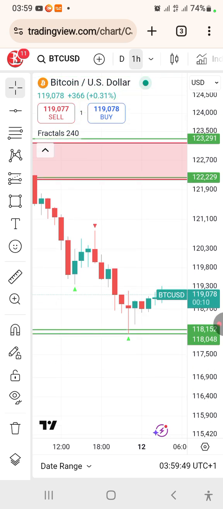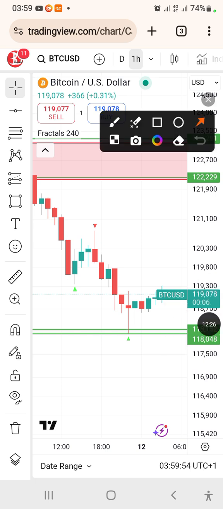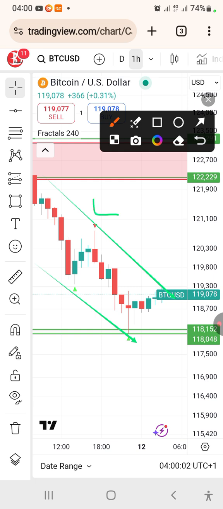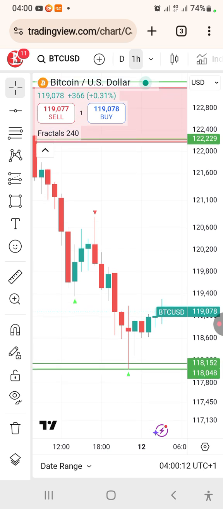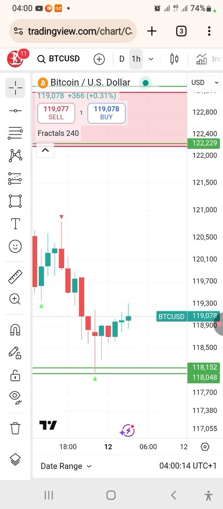Now on the 1 hour, you can see a downtrend. So this is a downtrend. It's giving us lower highs and lower lows. Lower high and then lower low. So that's what it's giving us. So until it's broken to the upside, we'll continue to trade the downtrend.